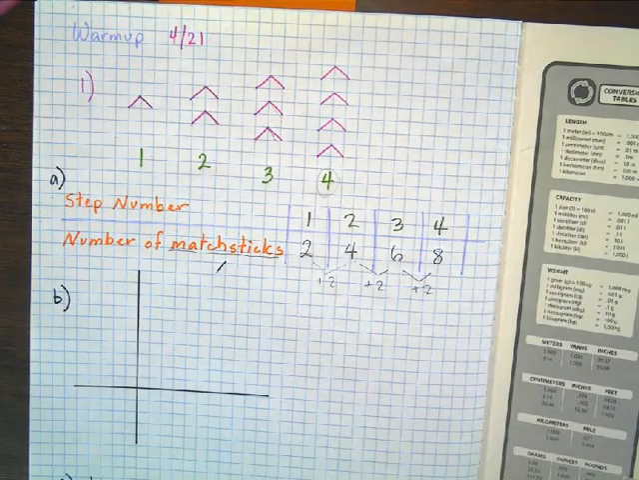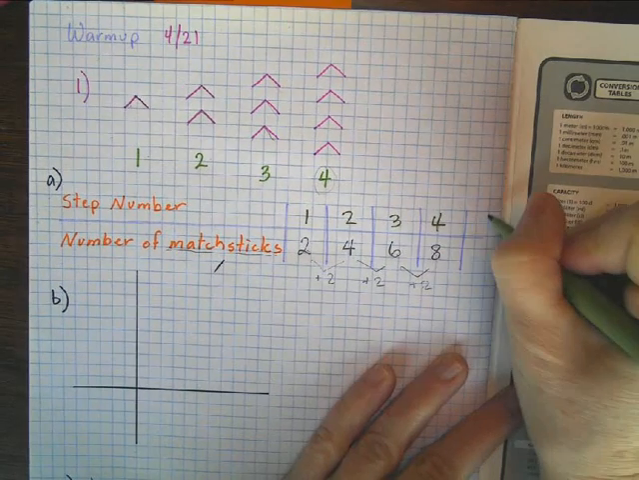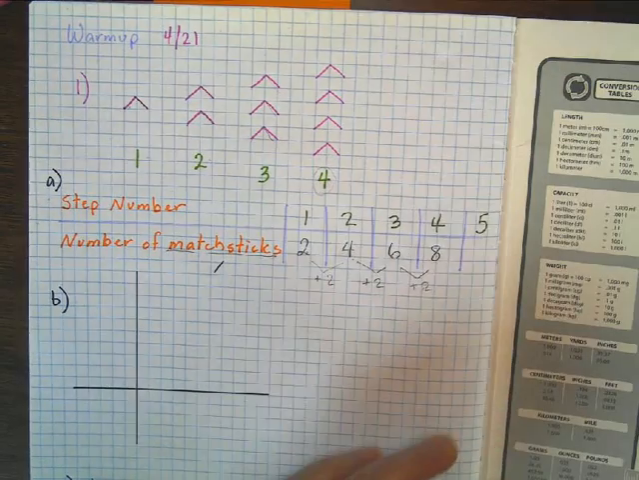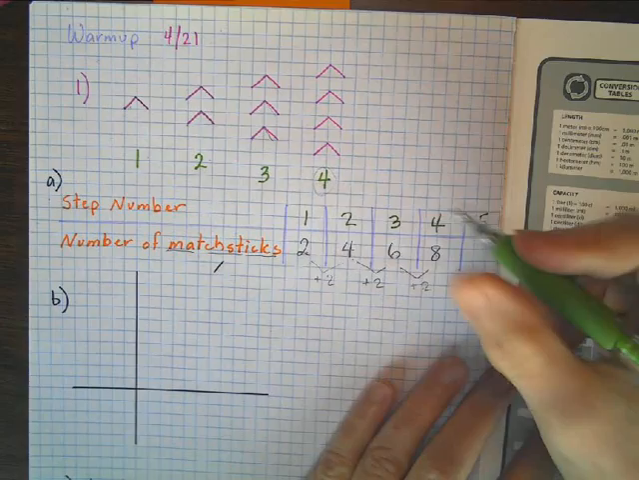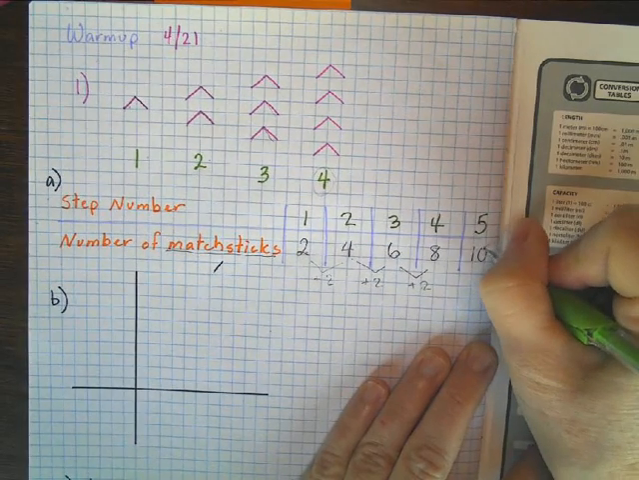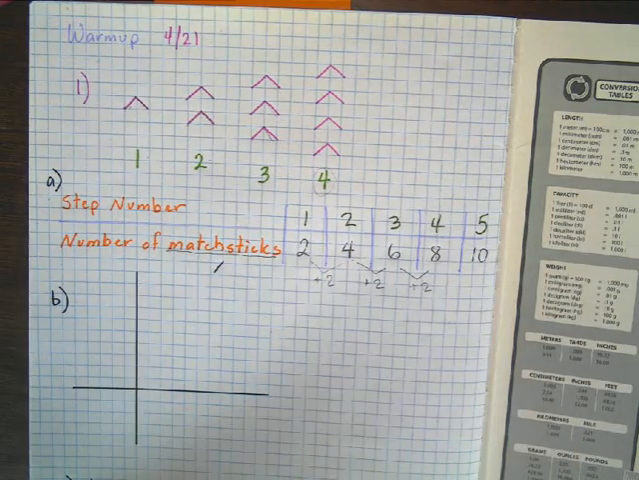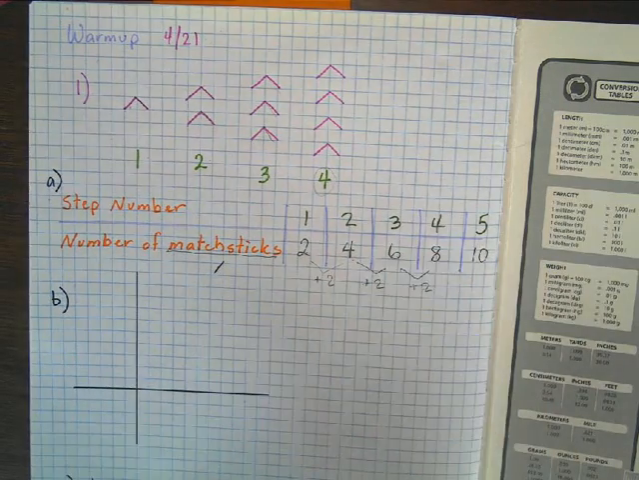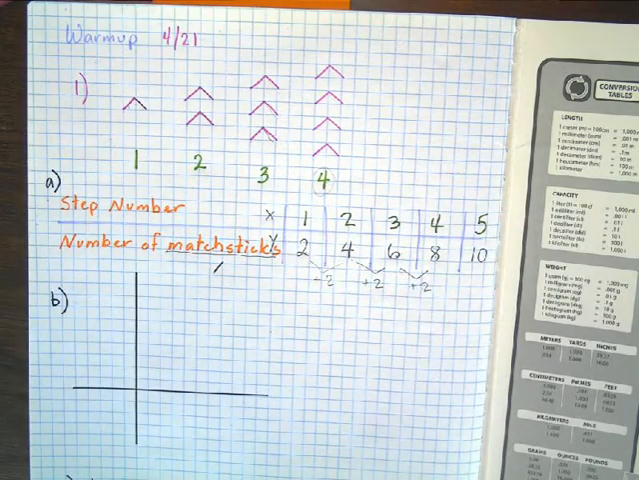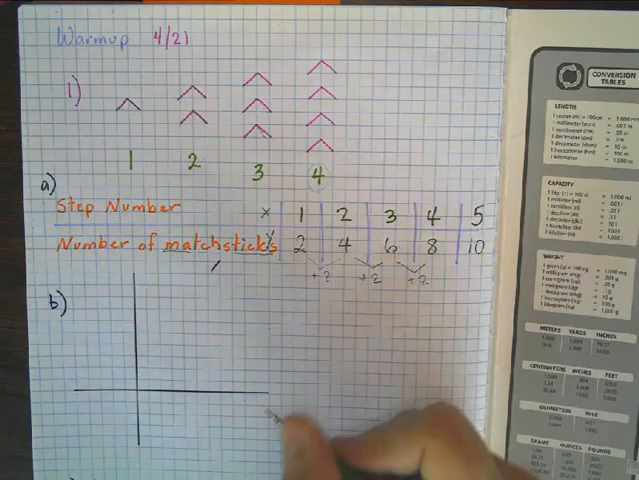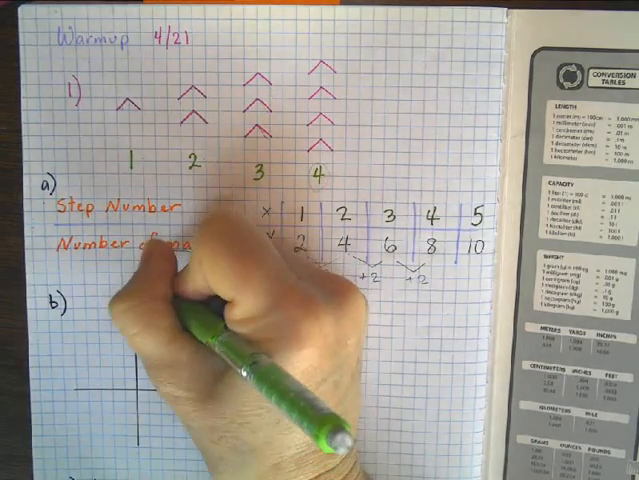So what if I now ask, what about step 5? How many would be in step 5? Can you tell me? Yes, there would be 10. There would be 10 in step 5. Okay, now we're going to plot these as points. This is our X, this is our Y. We're going to plot coordinate pairs on my X and Y axes.